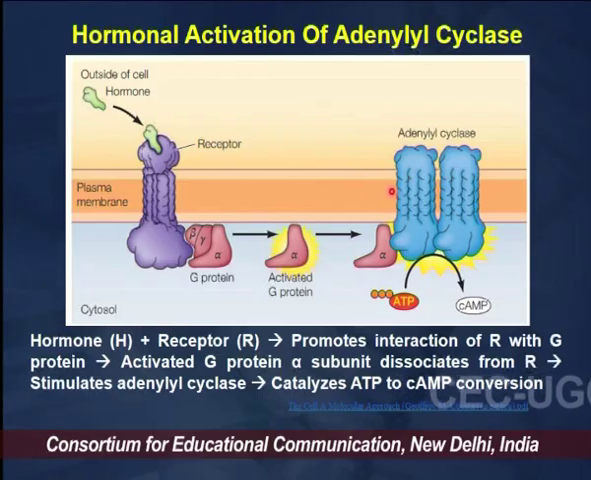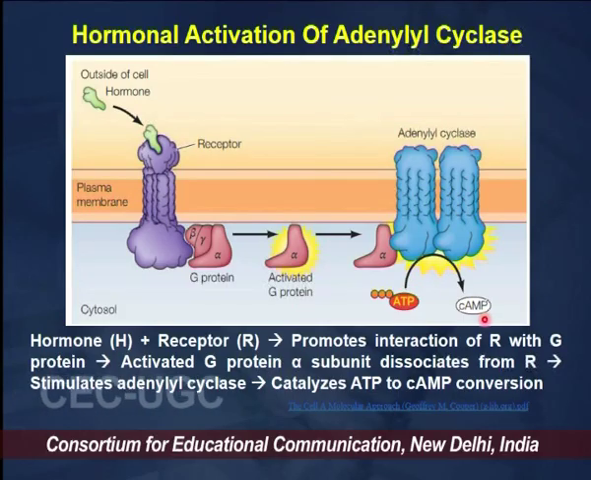So, it is present in the membrane. This is an enzyme which is membrane bound. So, this alpha subunit goes and stimulates adenylyl cyclase and it becomes activated. Now, what will it do? As the name suggests, cyclase, it will convert ATP into cAMP.